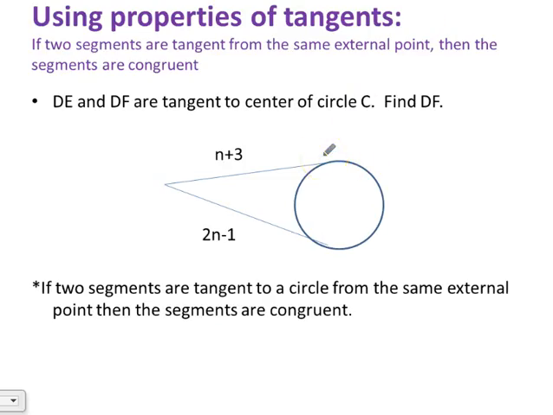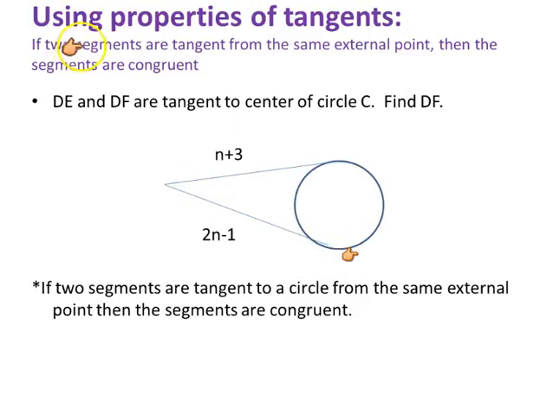Let's use some properties of tangents. Tangent, remember, is a line that only intersects our circle in 1 place. So if we have 2 segments now, we're talking about segments that are tangent. Here they only touch the circle in 1 place, right here and here. So this is a tangent segment, and this is a tangent segment.